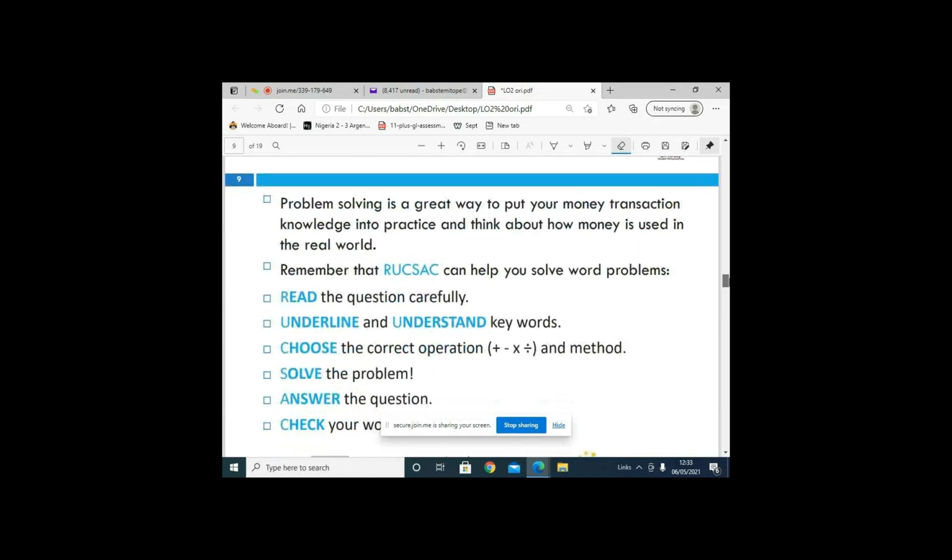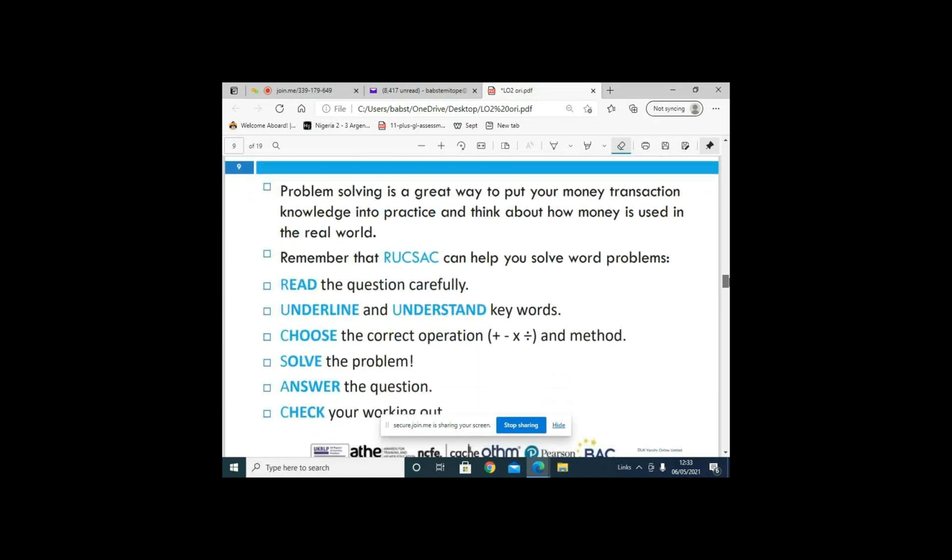So we want to determine the value of what now? Of simple transactions. So problem solving is a great way to put money transaction knowledge into practice, and you think about how money is used in the real world. A lot of people normally struggle with word problems. The reason they struggle is not that they don't have the knowledge, they don't have the patience to read through what the question actually means.